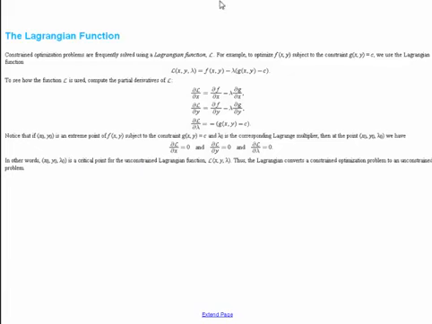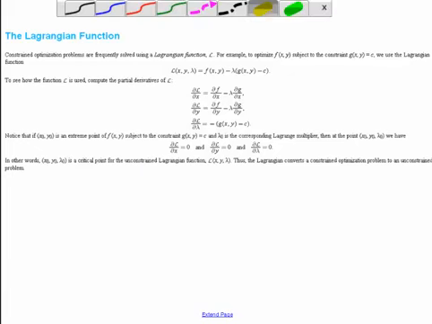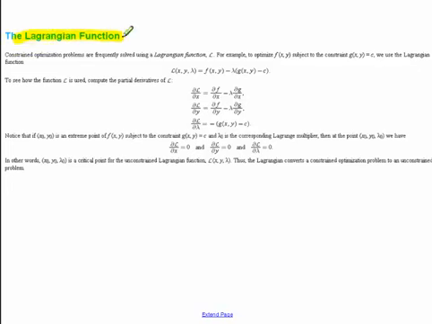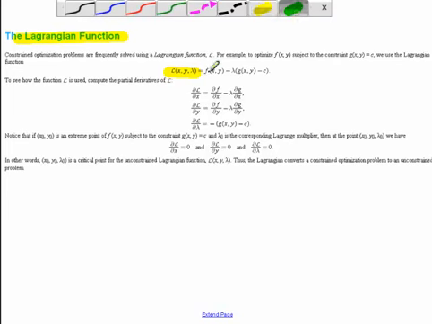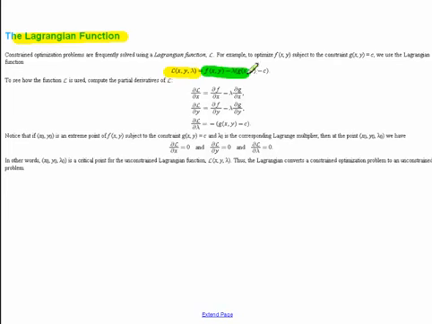All right, well, let's tie this all together and finish this up, summarizing this with the Lagrangian function. So the Lagrangian function, which is a function depending on x, y, and then the Lagrange multiplier, is defined to be our function that we're trying to optimize minus lambda times our constraint function.